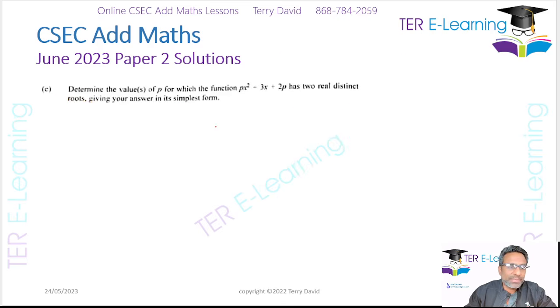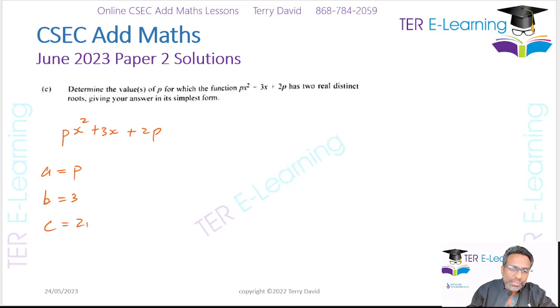And the last part of this particular question here is this. Determine the values of p for which the function has two real distinct roots. So we have px squared. Now that looks like a plus 3x to me. Can't tell. All right, let's assume it's a plus 3x. I can't really see it properly. Plus 2p, right? Now, when you have an expression like this here, we can identify our coefficients. a is equal to p, b is equal to 3, and c is equal to 2p.